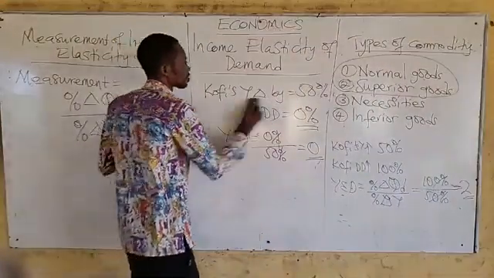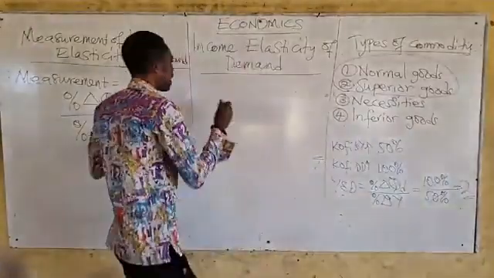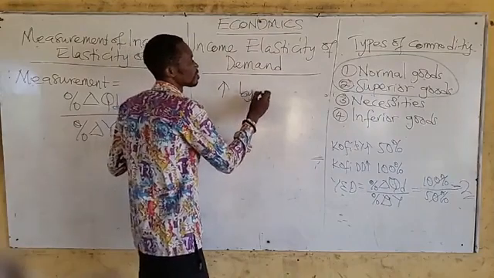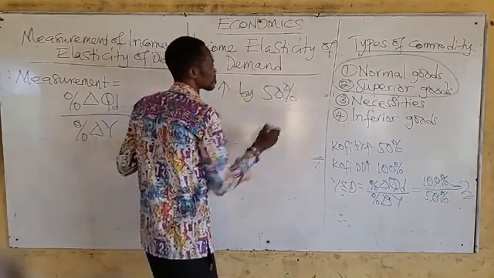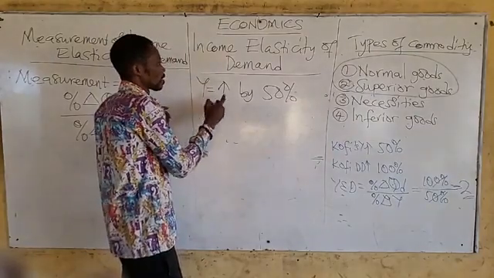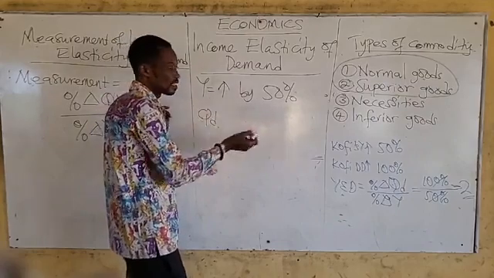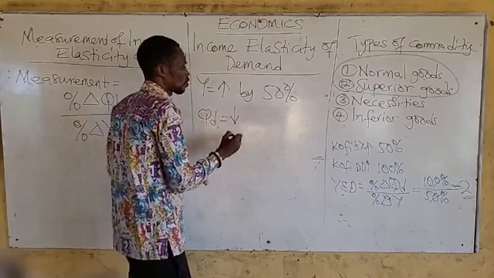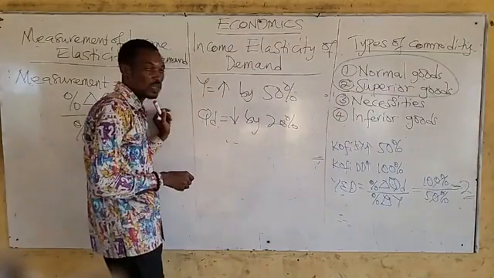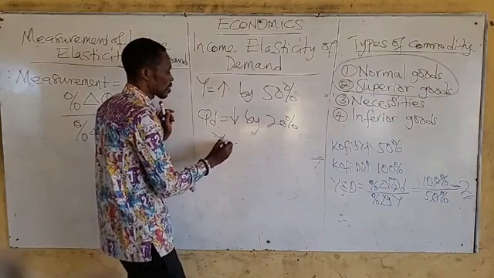Normally, if you come this way, the same Kofi's income has gone up, increased by 50%. Then his demand, quantity demanded, has rather gone down by 20%. That is a decrease. How do you calculate the income elasticity for that one?